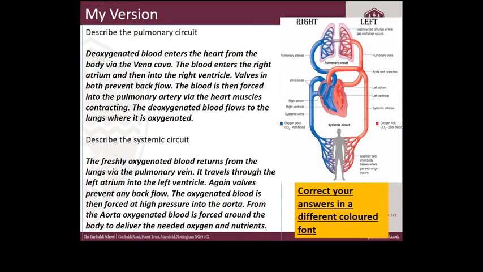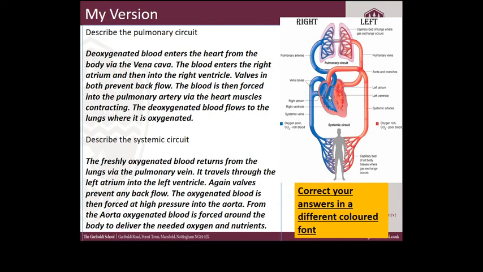Okay, so this is the answer. This is what I've come up with. To describe the pulmonary circuit. So if you had a look, you would have known the pulmonary circuit is the deoxygenated part of the blood. And deoxygenated blood enters the heart from the body via the vena cava, which is over here. The blood enters the right atrium into the right ventricle. Valves prevent backflow. Remember, I told you, valves make sure the blood doesn't go the wrong way.